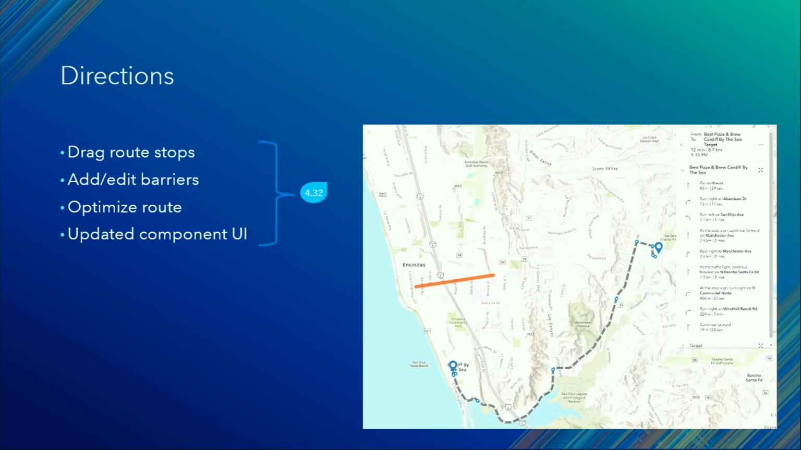I want to be clear that this is not waypoint dragging. That's something that's also being requested and that we're still working on. So you can drag the stops, but these individual little blue things you see here, those are waypoints. We're eventually going to add support to be able to drag those as well. But today it's route stops. We also updated the component UI.